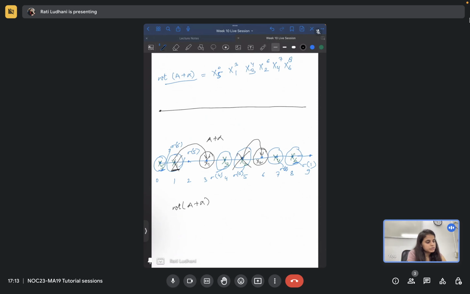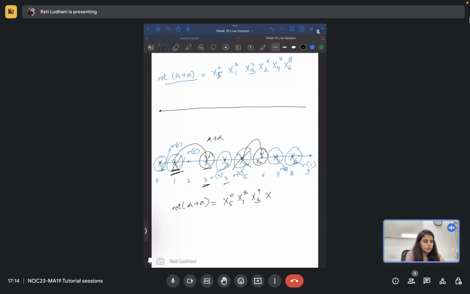Now x5 raised to power 0, it will be as it is. Now at one position there is nothing because we have shifted already. And now x1 raised to power 3, because it is now at the position 3. And x3 is with the power 4.